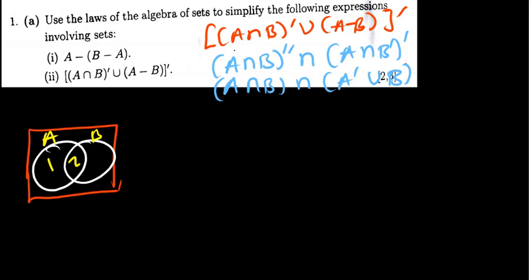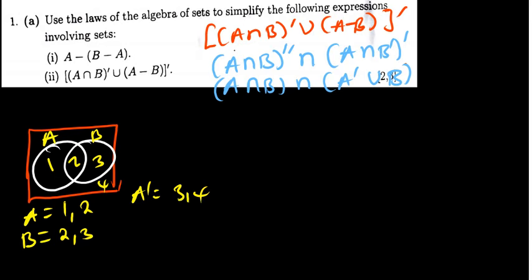Assign numbers. You start. What is my A? My A is 1, 2. What is my B? My B is 2, 3. What is my A complement? My A complement is 3 and 4. What is my B complement? My B complement is 1 and 4.